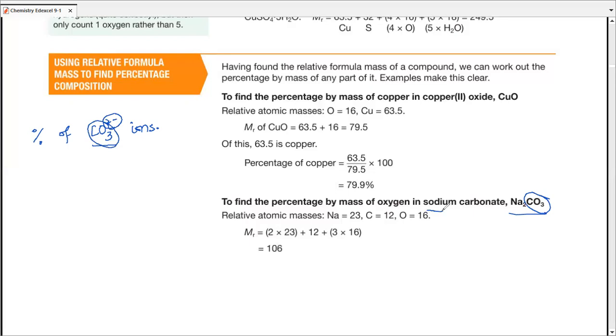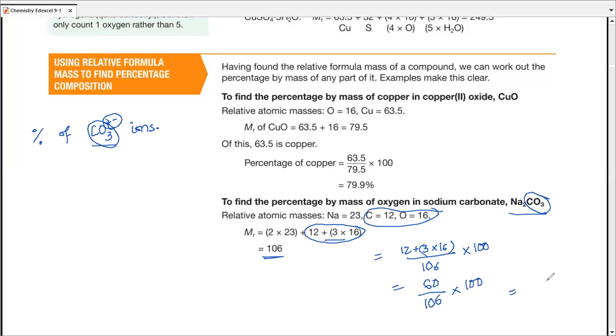So this one over here is this part, right? So this is the MR. If you take this part separately, you can always calculate it. So 12 plus 3 into 16, which is really easy. 3 into 16 is going to be 48 plus 12 is equal to 60, multiplied by 100. And there you go. 60 over 106 multiplied by 100. And the answer would be a little less than 60%. So that's how you do it.